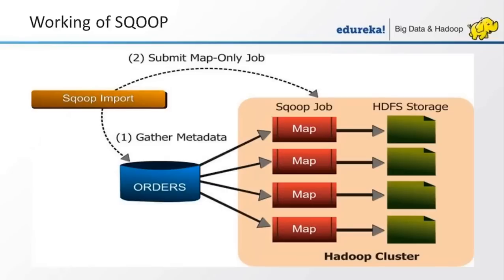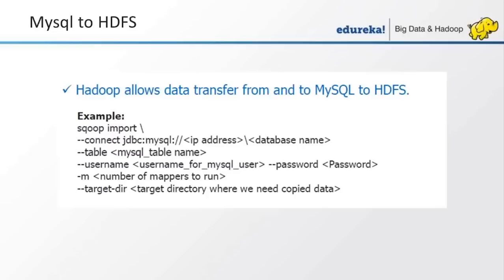So how this import works is, when you execute a Sqoop import, it first goes to the relational database, to whatever table you want to import the data from. First it gathers the metadata, so it understands, okay, these are the rows and these are the columns that I need to import from orders. And then it submits a map-only job to the Hadoop cluster. That map job then gets the data from the relational database and copies it to HDFS storage.